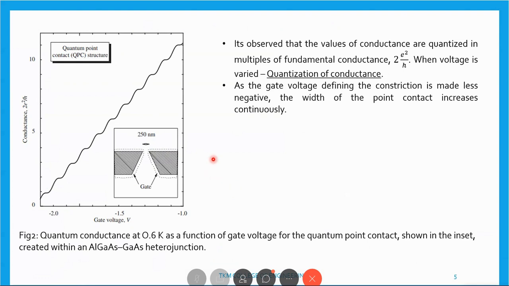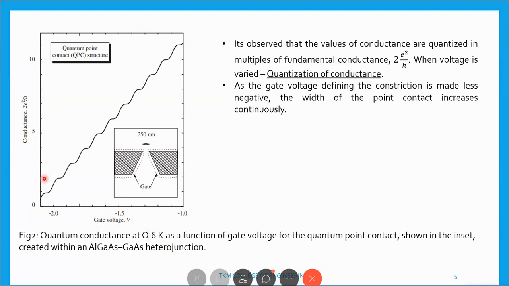And what did they find? These were the findings of their research work. So conductance is basically current per voltage, right? What they observed was the width was varied by means of application of voltage on the gate, and conductance versus gate voltage was plotted. Now this graph shows only one value, the quantum conductance at 0.6 K as a function of gate voltage. But in their work, they have taken the variation between conductance and gate voltage at different temperatures.